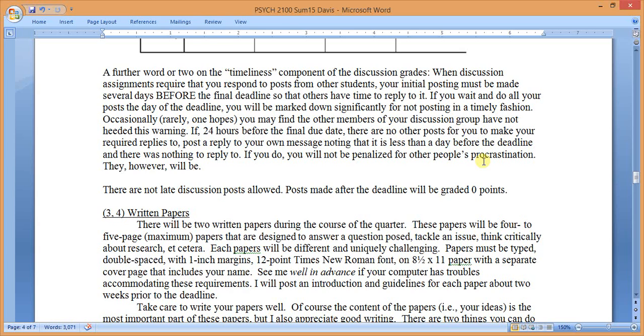Typically posts made 24 hours before the due date are going to be worth less. They're going to be downgraded because of that very first assessment item on the rubric relative to posts made earlier in the week.